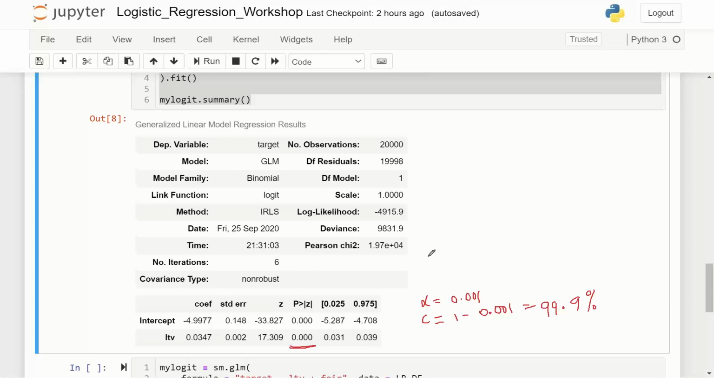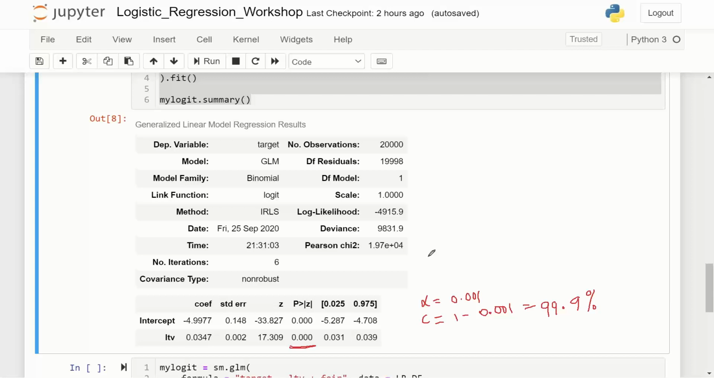Sharad? It is significant, sir. It is significant. Why? The p-value has come out to be 0.000. So the confidence is 1 minus 0.000, which is almost 1 minus 0. It is showing only 3 decimals, but it is a very small number. So 1 minus 0.000 is 1, and my confidence is virtually 100%. And this confidence is above the 99.9% threshold that I have set. Based on the p-value, this variable is significant.